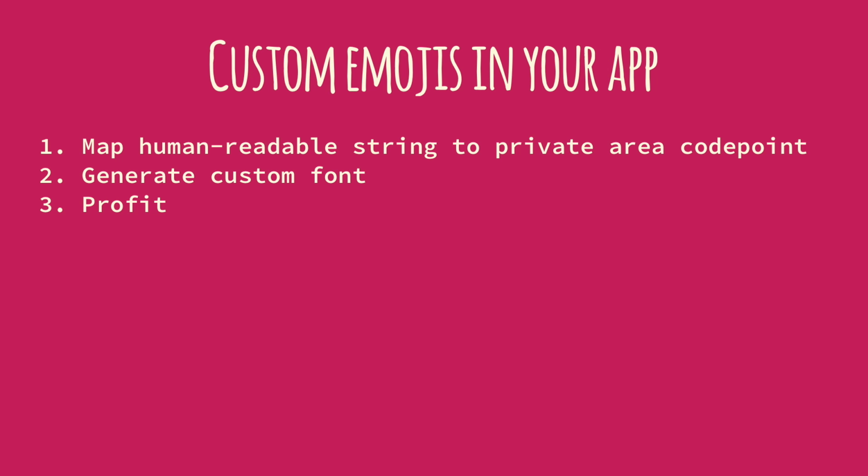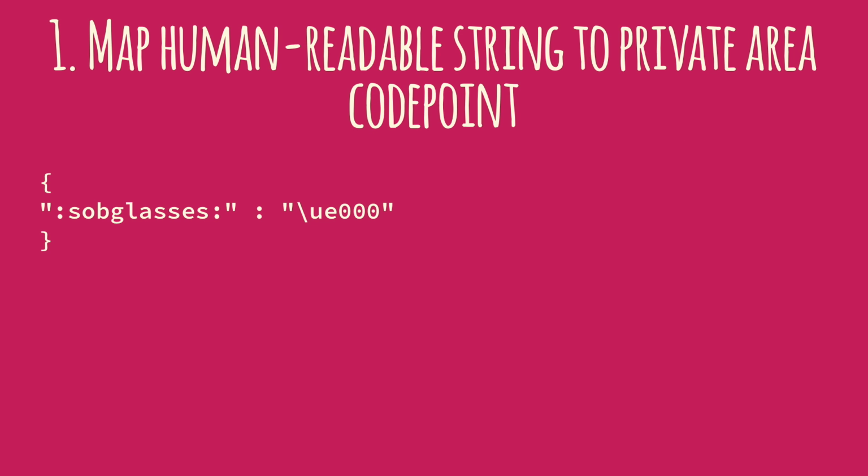There's a couple of different steps here, and it starts with mapping a human-readable string to a code point that's in one of those private use areas. So you're going to want to create a JSON that looks a little like this. On the left, you have a human-readable string. I've surrounded it by colons because that seems to be the publicly accepted way of denoting emoji now, but it's totally arbitrary. You can put whatever you want there. You can put a comma. You can put nothing at all.